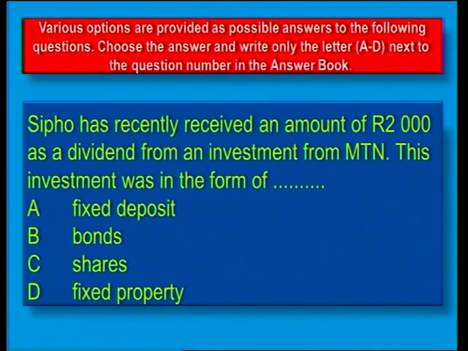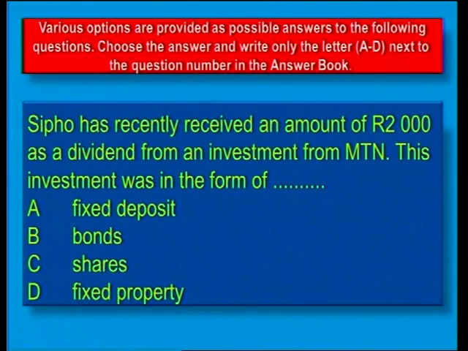Sipho has recently received an amount of 2,000 Rand as a dividend from an investment from MTN. This investment was in the form of A, fixed deposits, B, bonds, C, shares, D, fixed property. Melanie, I'm going to venture and say that the examiners mustn't underestimate the intelligence of our learners. Absolutely. They will get this 100% of the time correct.